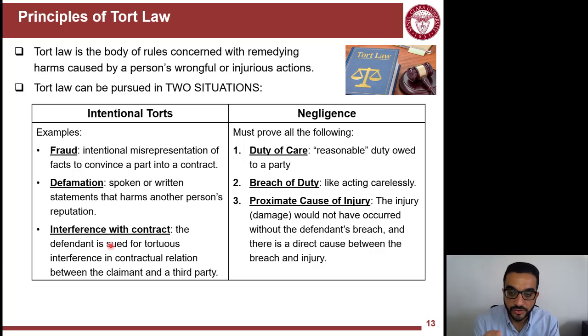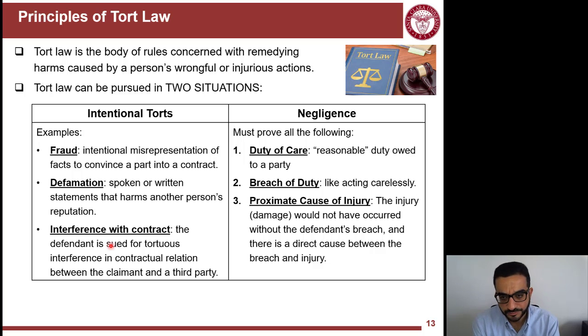The other, negligence-based tort, needs to be proven by proving the following three things. First, duty of care. There should be a reasonable duty owed to a party. So when you drive a car, there's a reasonable duty to care about those around you, right? Then there should be a breach of this duty, like acting carelessly. And then the next thing is proximate cause of injury. The injury or damage that happened to the other party would not have occurred without your breach, without you checking the phone. And also there's a direct cause between the breach and the injury.